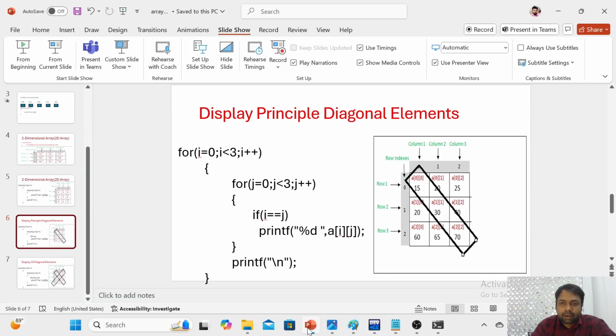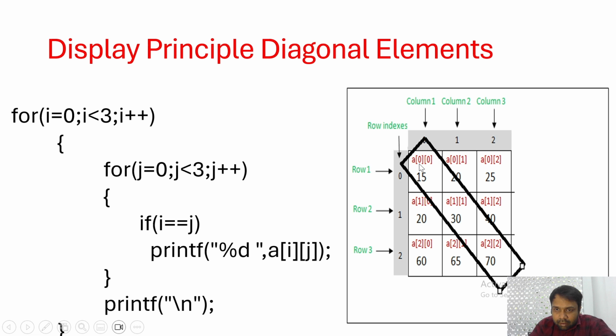How do you understand? How can we come to the conclusion, sir? Just look here. These are the places 0, 0, 1, 1, 2, 2. So i value 0, j value 0. I value is 1, j value is 1. I value is 2, j value is 2. So whenever i and j are the same, only then the values are to be printed.